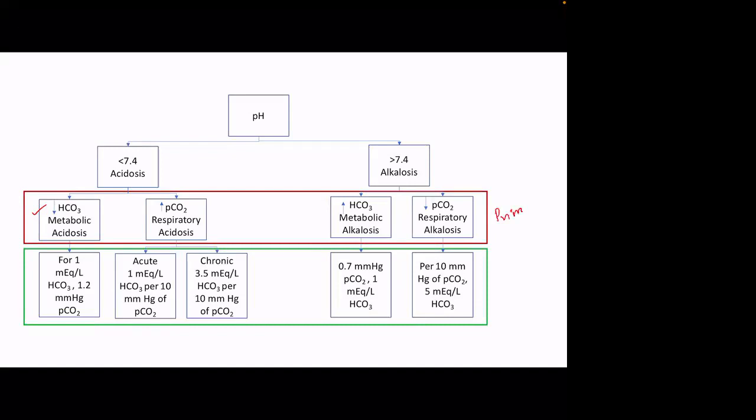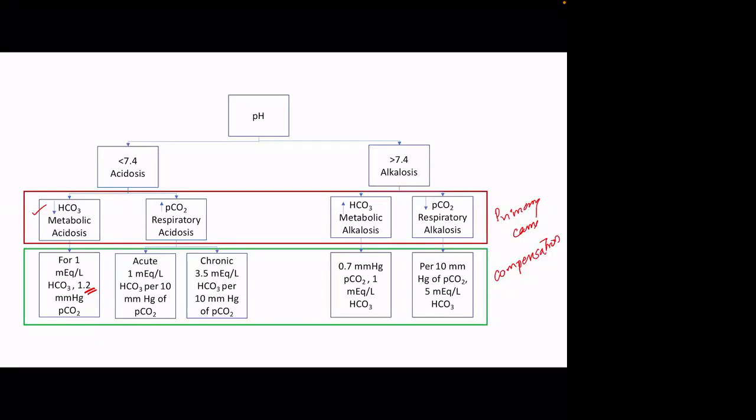And then for compensation, bicarbonate and carbon dioxide should move in the same direction. So for 1 milliequivalent per liter decrease in bicarbonate in a metabolic acidosis, carbon dioxide should also decrease. That will be by 1.2 millimeters of mercury. Okay. So for each 1 milliequivalent, there is a 1.2 millimeter of mercury decrease in the partial pressure of carbon dioxide.